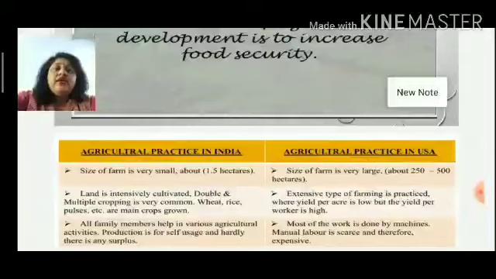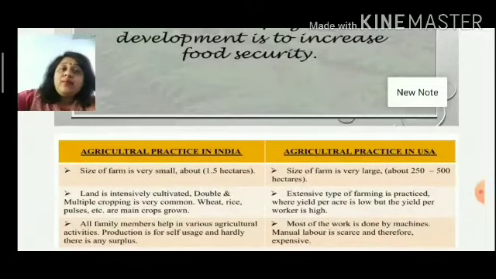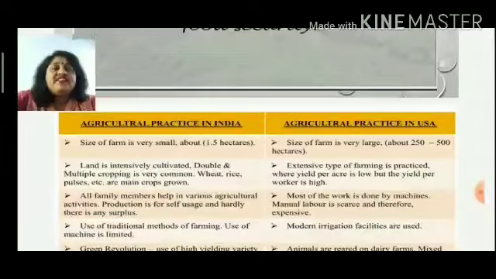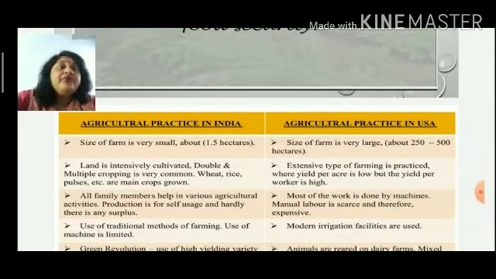Okay, now we are having some common topics, that is agricultural practices in India and in USA. We'll compare, right? So first of all, size of farm is very small, about 1.5 hectares. Again in USA, size of farm is very large, about 250 to 500 hectares. You can see, you can imagine कि जो आउटकम आएगा, जो yield आएगी, इसमें कितना डिफरेंस होगा.